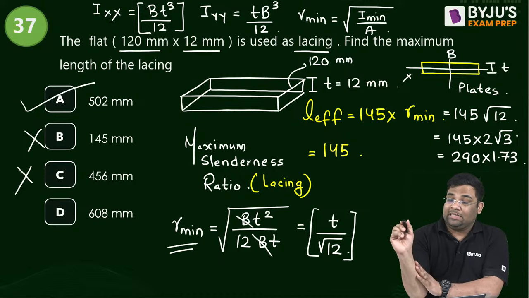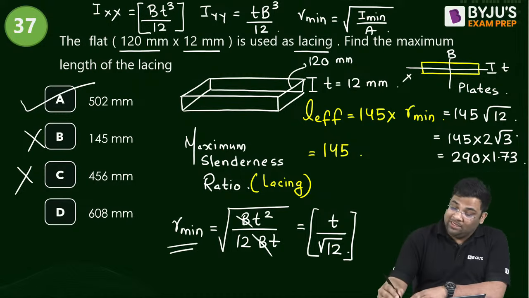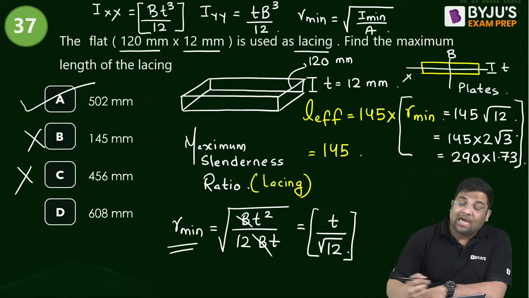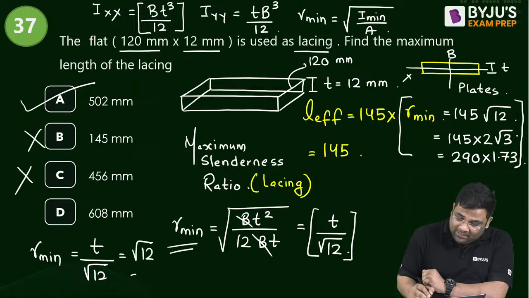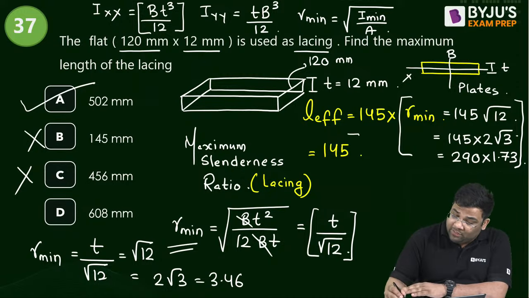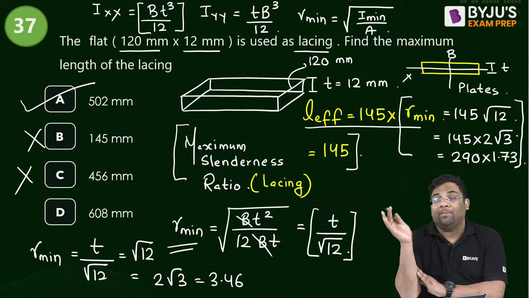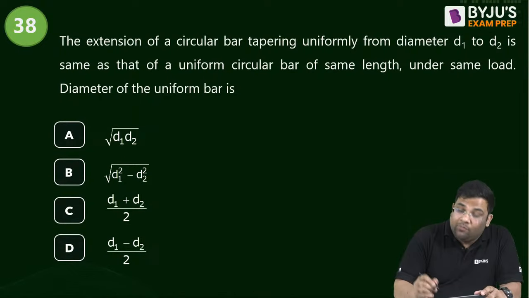Very good. So in this question, you see so many questions we solved. They can only ask you the R minimum, right? R minimum of a flat is nothing but T by root 12. Here it will be root 12, that is 2 root 3, or I can say 3.46, right? They can ask you the slenderness ratio, it is 145. And if they ask you the length, you can do this. Answer is 502 mm. Understood? So many questions in one question. Question 38, the extension of a three more questions, okay?